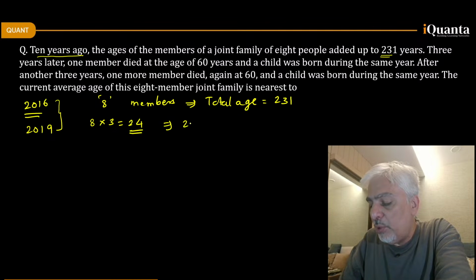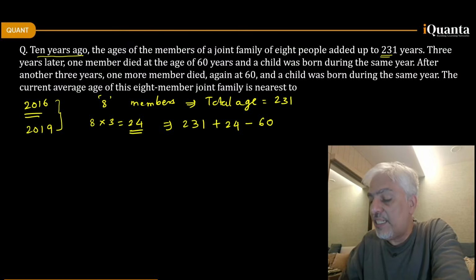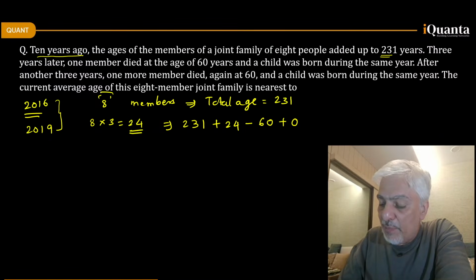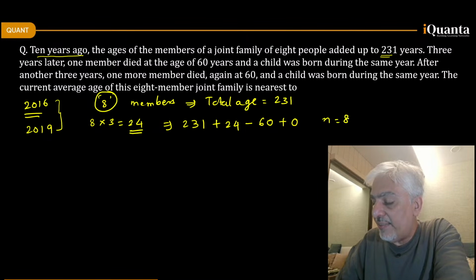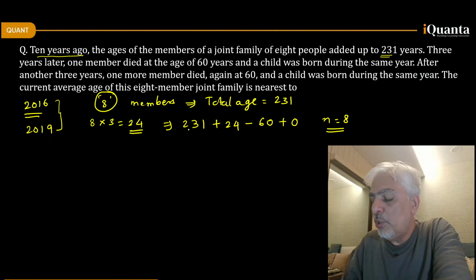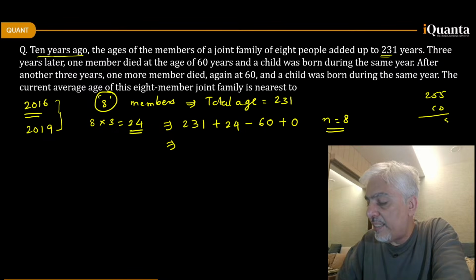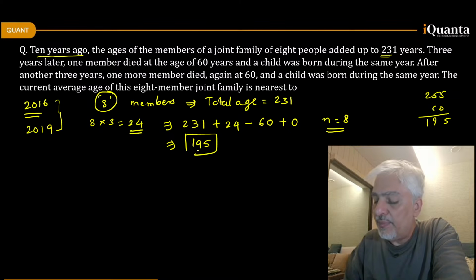So total will become 231 plus 24. But that old one person died, so minus 60. But a child was born exactly in the same year, with the age of 0, so plus 0. So there are still 8 members only. So n is still 8. 231 plus 24 minus 60. 231 plus 24 is 255. 255 minus 60 is 195. Okay, just pay attention.